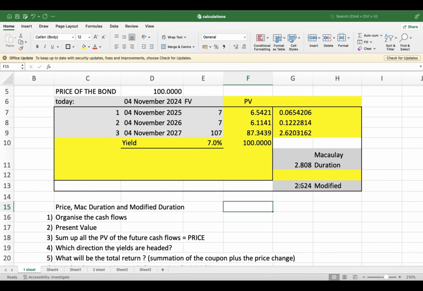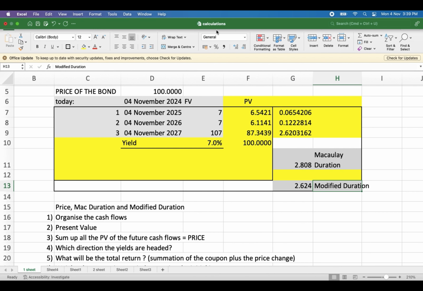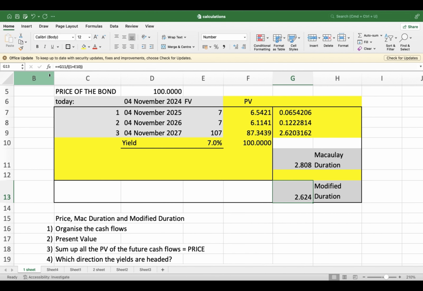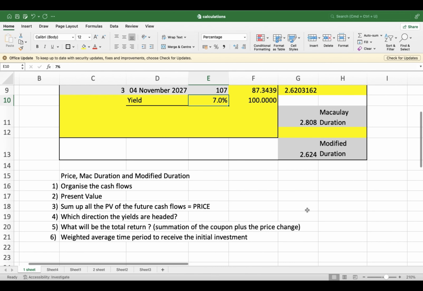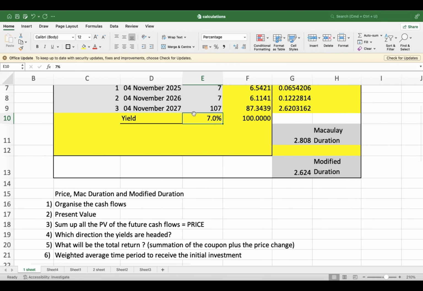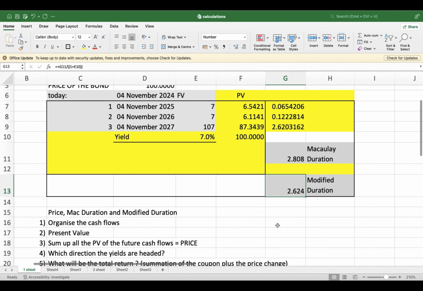Now let us look at the concept of modified duration. What is modified duration? Modified duration is this Macaulay duration, which is this G11, whole divided by 1 plus yield, which is 7%. Modified duration is Macaulay duration divided by 1 plus yield.